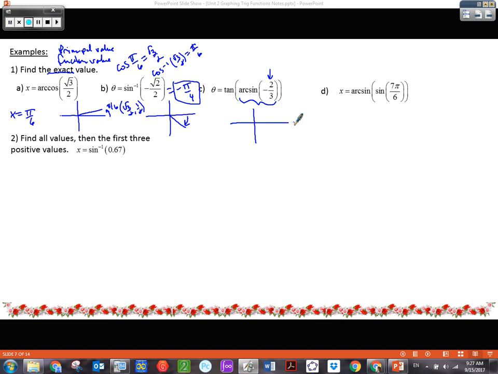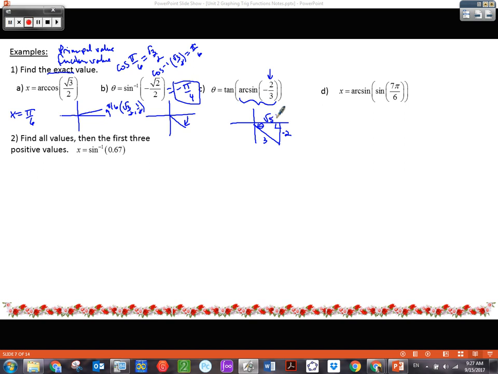So let's think. It's arc sine, and we know arc sine is negative in the function value, of course, in the fourth quadrant. So we're down here. Okay, so that's our theta. We know sine is what? Opposite over hypotenuse. The hypotenuse is never negative, so this is the one that's negative. So we do our Pythagorean theorem, and we get root 5.